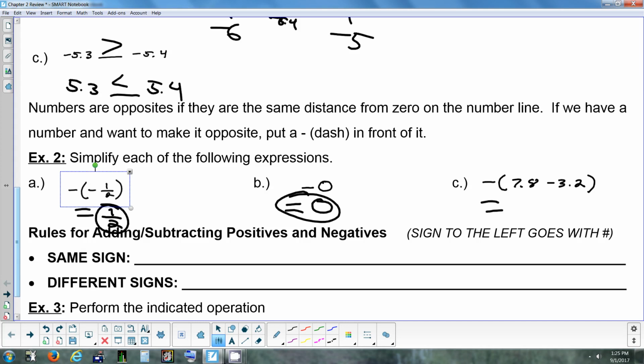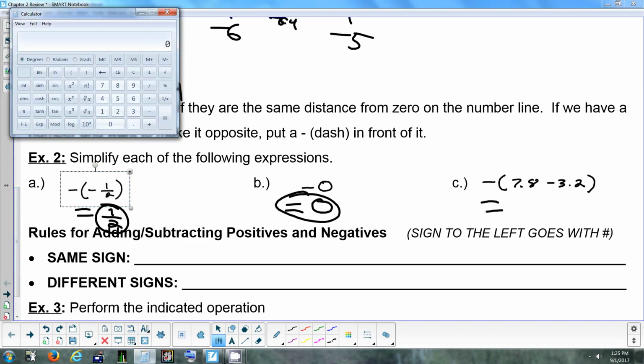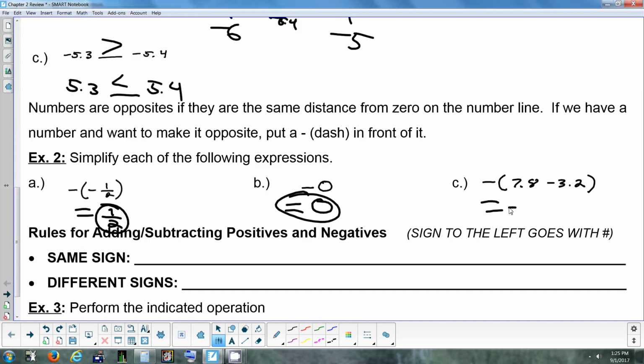Yeah, do the parentheses. Okay, and on all the tests that you guys have, you can always use a calculator. So, I mean, we could go over subtracting decimals, but you're going to be allowed to use a calculator, so let's just do it that way. 7.8 minus 3.2, and we get 4.6. But, I was just going to ask, is 4.6 my answer?